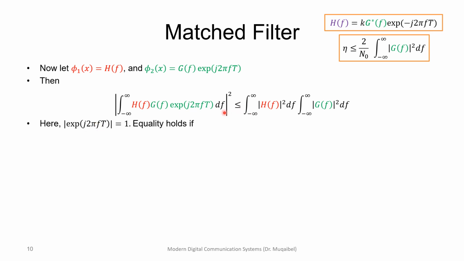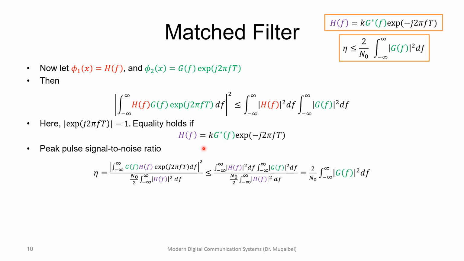Now this inequality will hold with equality only if h of f equals a constant times the conjugate of the other part. Only if phi1 equals a constant times the conjugate of phi2. Here we don't have phi1 and phi2, we have h of f equal to a constant. So the transfer function of the optimum filter should be related to the pulse shape. Fantastic. So the peak signal to noise ratio, the maximum value, is when this inequality holds.